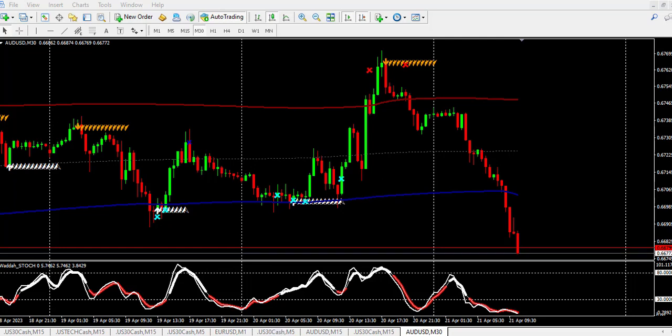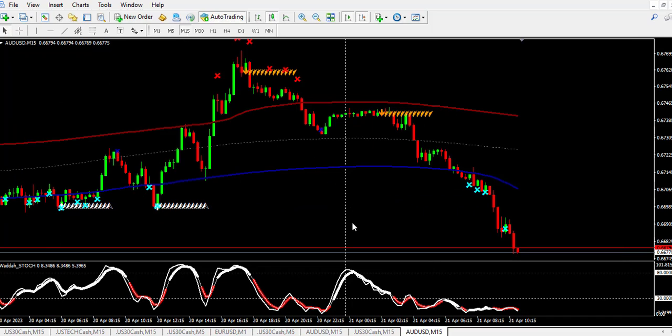right now, that we have a break away from the band. Here we have a breakaway from the band at this particular point. We have a breakaway here from this point, and if you check this on the lower time frame, you will see a serious breakaway on 15 minutes.